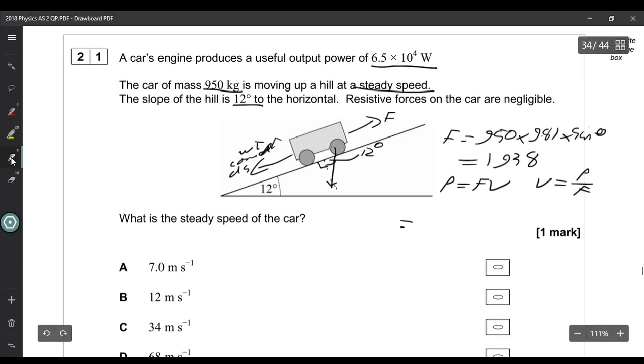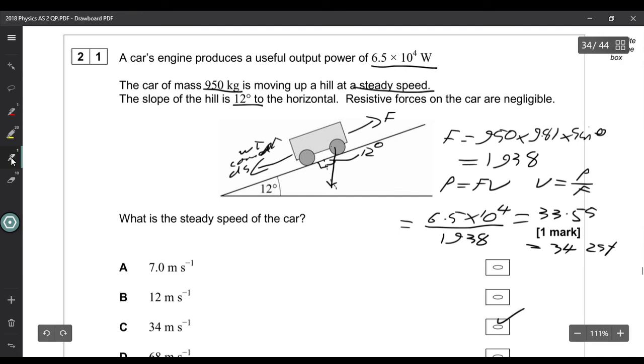We know that the power is 6.5 times by 10 to the 4, and we know that the force is 1938, so that comes out to be 33.55, or 34 to 2 significant figures. So our answer for this one is going to be C.